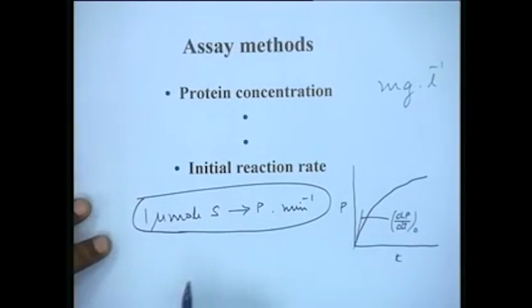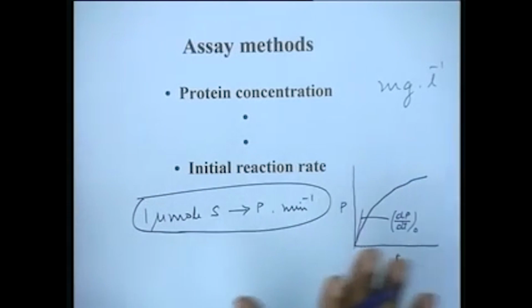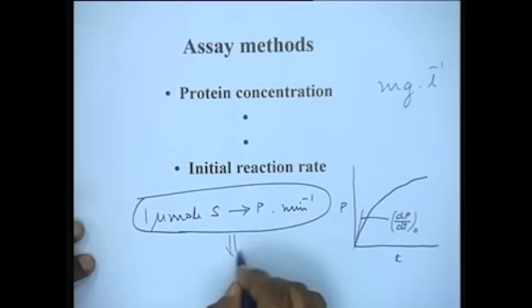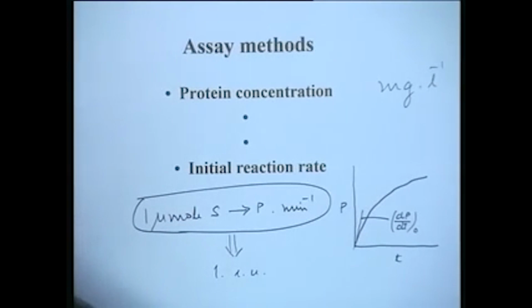The quantity of enzyme which can exhibit this kind of a rate, initial rate, is termed as 1 international unit. So, essentially that is a conventional internationally accepted unit of an enzyme activity. 1 unit of enzyme, international unit of enzyme, is the quantity of that enzyme or the concentration of that enzyme which can convert 1 micromole of substrate into product in unit time per minute.